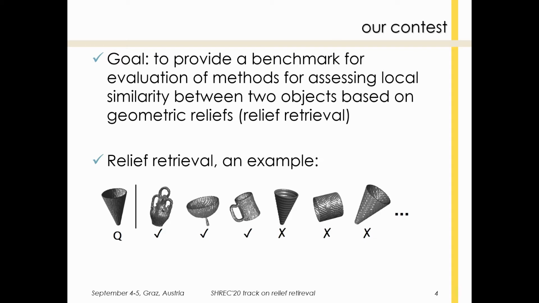The goal of this contest is to create a benchmark to evaluate the performances of the methods that assess local similarity between two objects based on geometric reliefs. In short, the relief retrieval task. The relief retrieval works as follows. Starting from a dataset and a model Q of that dataset, the task consists in assessing a distance between Q and all the other models of the dataset based only on the relief on the surface of the model, so not based on the shape of the model and other properties. Eventually, this will give us a distance or a dissimilarity evaluation between every couple of models of our dataset, perfectly represented by a distance matrix or a dissimilarity matrix.